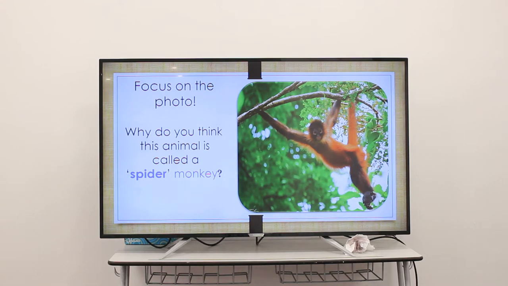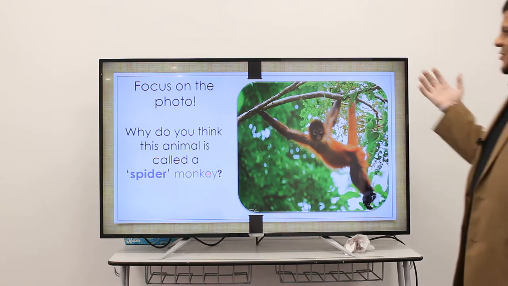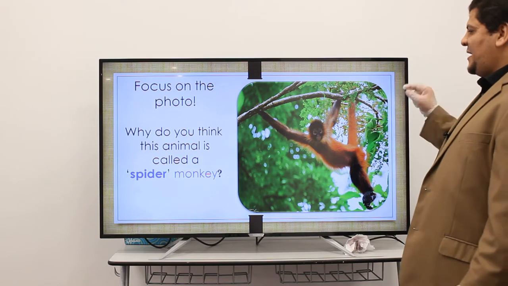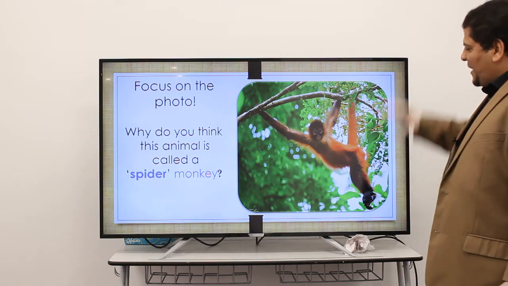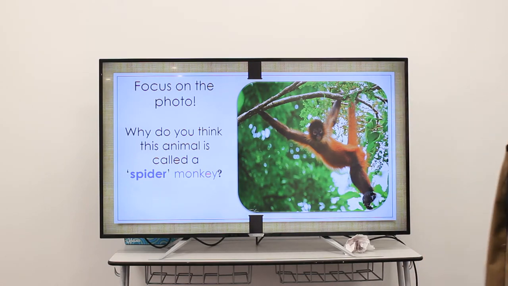Now, focus on this photo. Why do you think this animal is called a spider monkey? Why do we call it a spider monkey? Think about it.